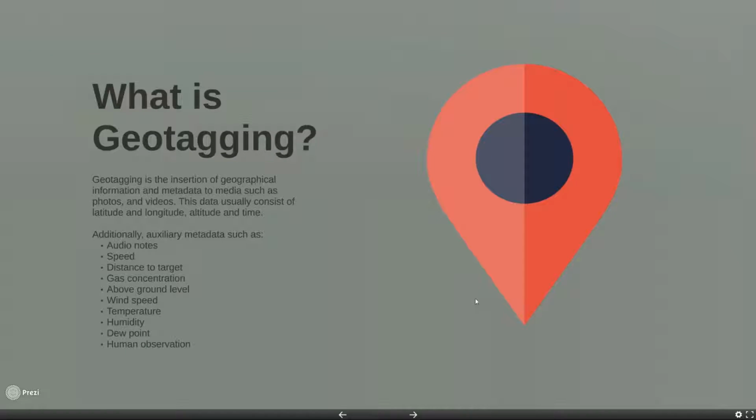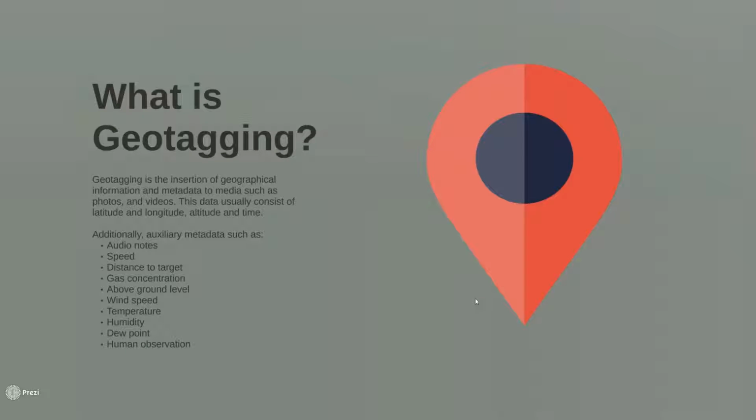All right. What is geotagging? That's a question that we get asked often. What we have defined geotagging at Red Hen Systems is inserting geographic information and metadata into media such as photos and videos. This data usually is latitude, longitude, altitude, and time. Those are your basic geotagging points necessary to put it on a map.